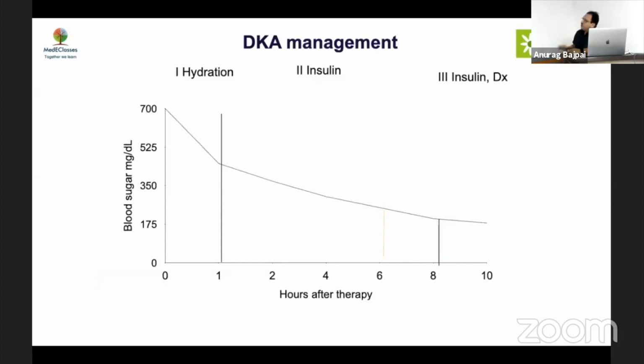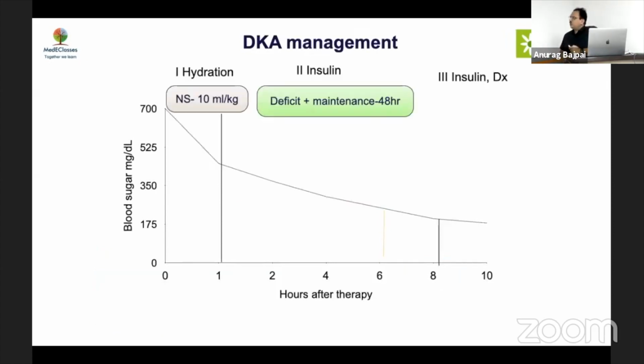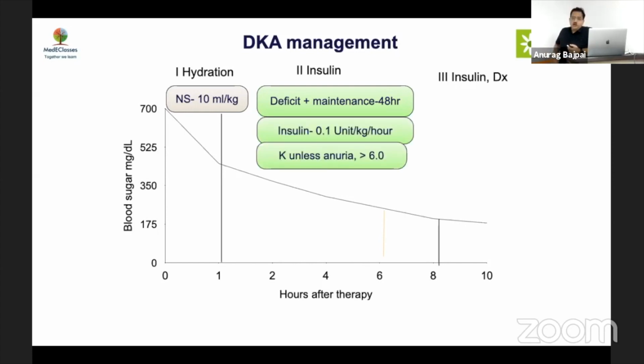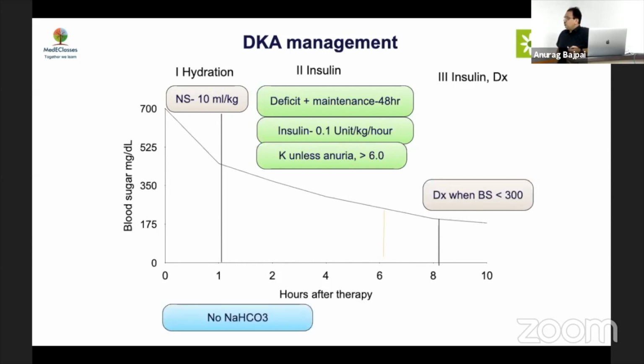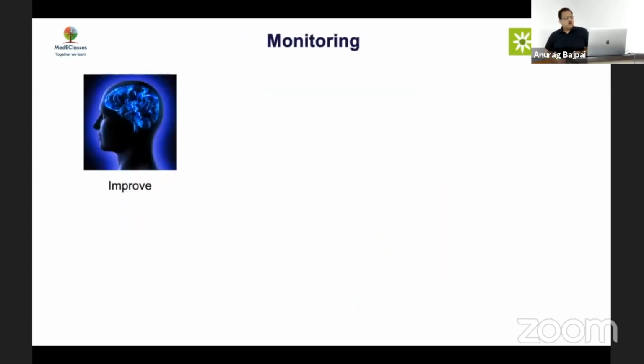Now, of course, in management, the first phase is just normal saline. Then you give even correction over 48 to 72 hours. You start insulin. Do not give an insulin bolus. That's out. You give potassium unless somebody is anuric, and dextrose when the blood sugar falls below 300. This is the basic guideline. No role of soda bicarbonate and beware of cerebral edema. So now how do you monitor?